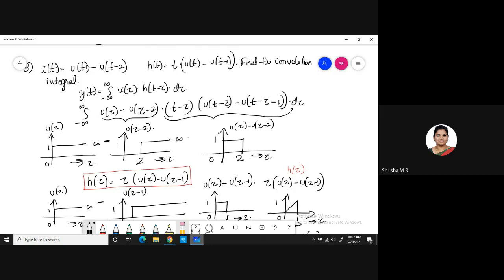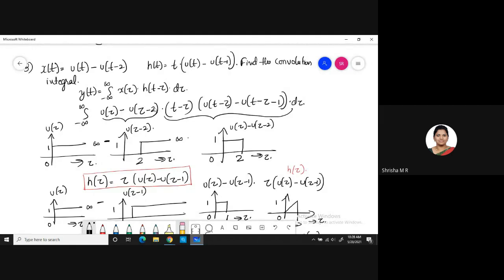Okay, I'm replacing t with tau, that's it. Multiplied with h of t minus tau terms. In the h of t terms, wherever you have t, replace it with t minus tau. So here we have t replaced with t minus tau, here you have t replaced with t minus tau, and here you have t replaced with t minus tau minus 1. So this h of t minus tau term would be t minus tau into u of t minus tau minus u of t minus tau minus 1. Okay. So we'll try to plot these two.